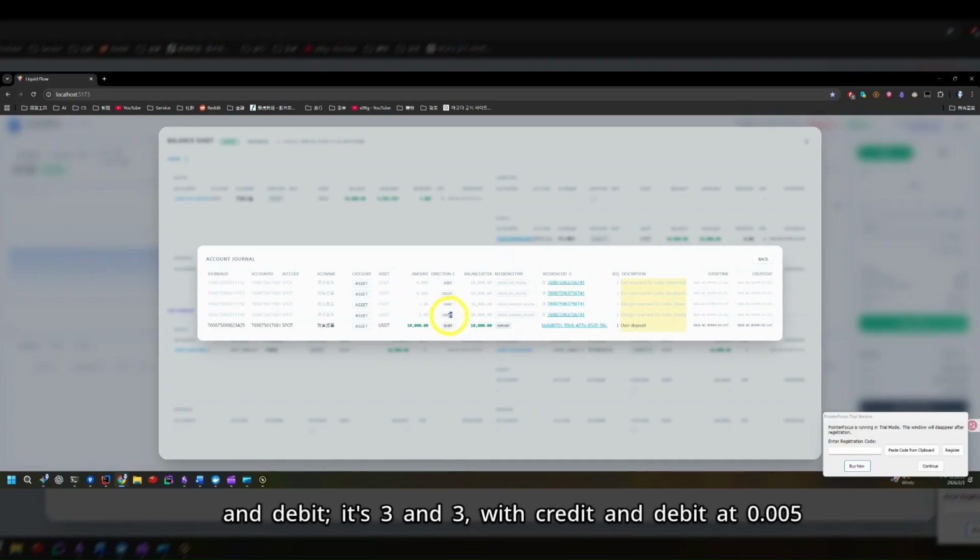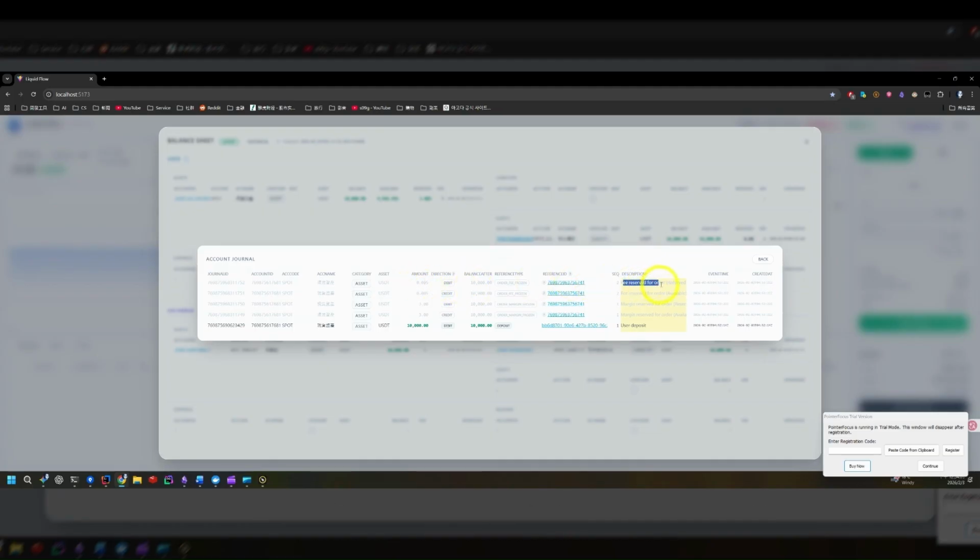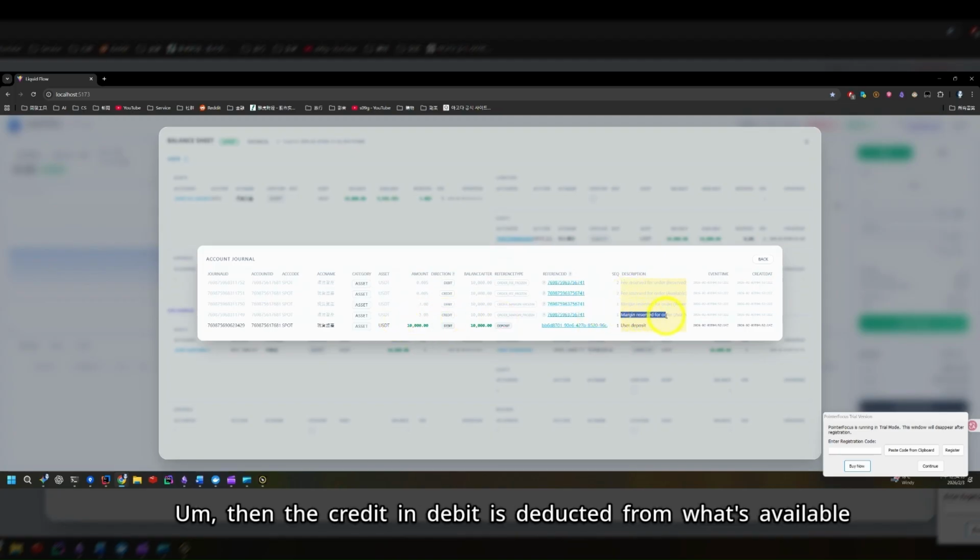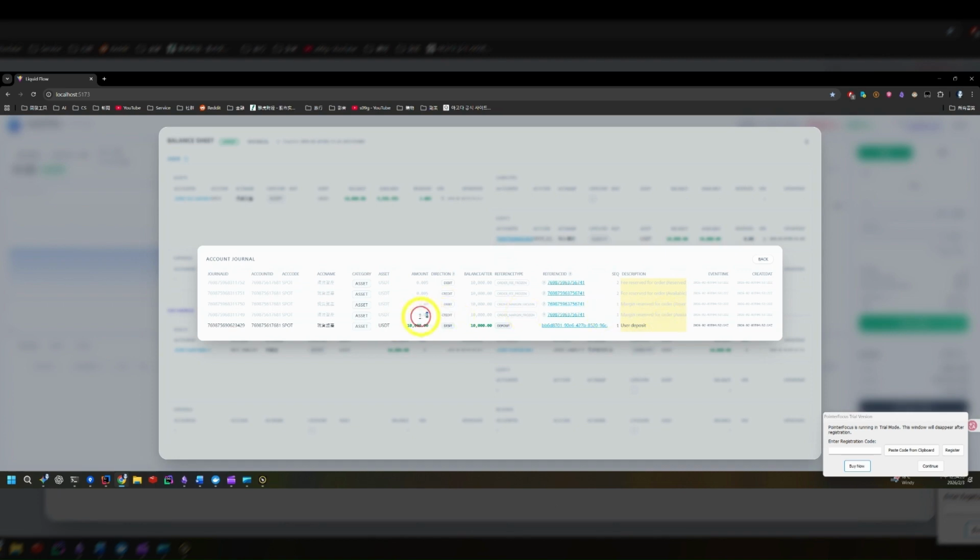It's 3 and 3 with credit and debit at 0.005. And this 0.005 is the advance collection of fees. And this 3 is the advance collection of margin. Then the credit and debit is deducted from what's available and moved to his balance, the reserve balance.